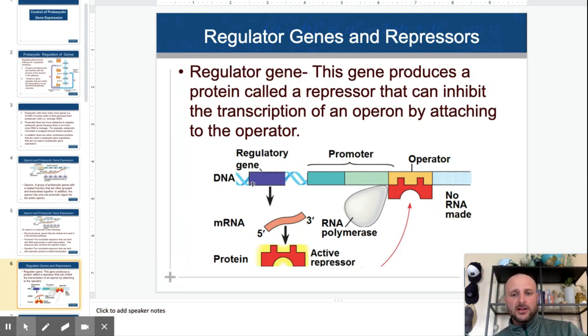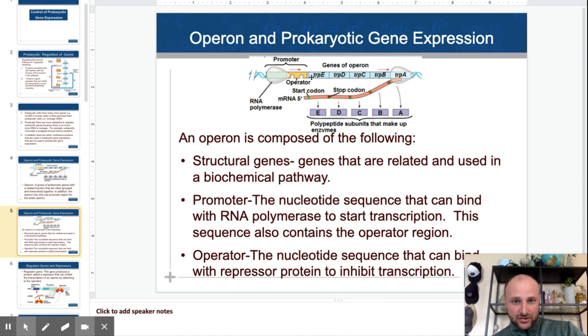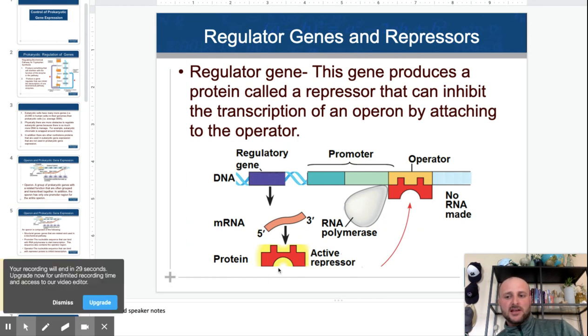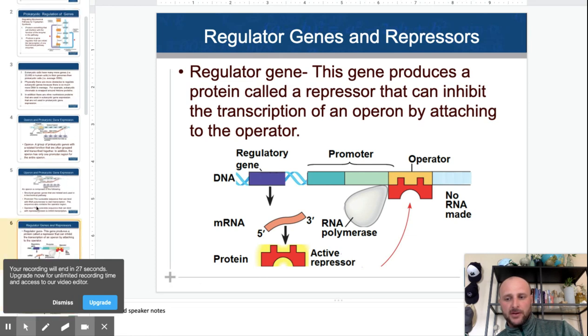There's also a regulatory gene, usually somewhere further up the DNA strand, that can make an mRNA that can then go make a protein. That's a repressor protein, and that's the actual protein that can bind to the operator. Remember, it can bind right here, shutting off the rest of the gene, essentially turning it off. That's called a regulatory gene, and it's somewhere further up. It's what actually makes this active repressor here.